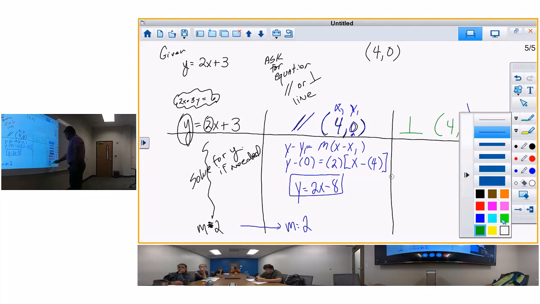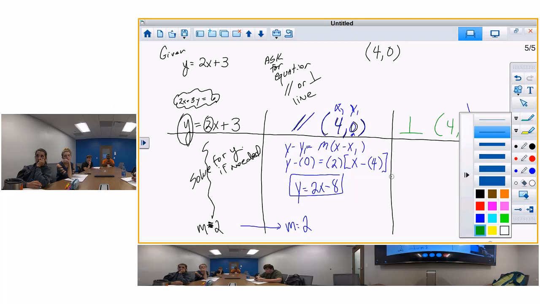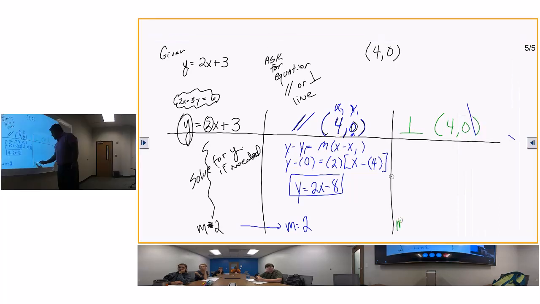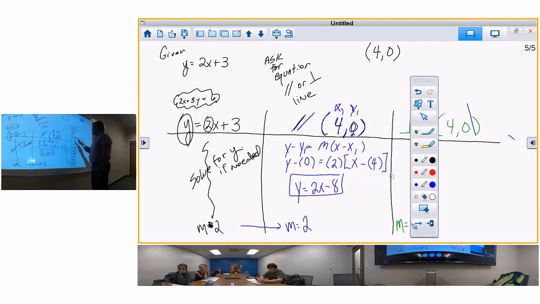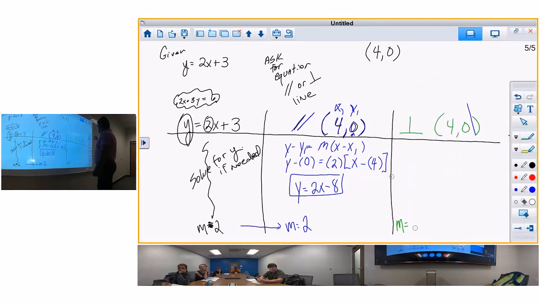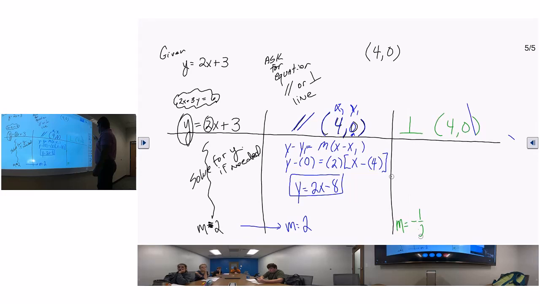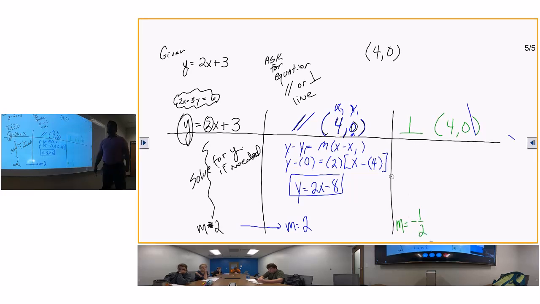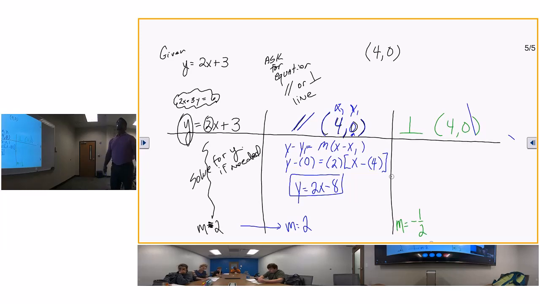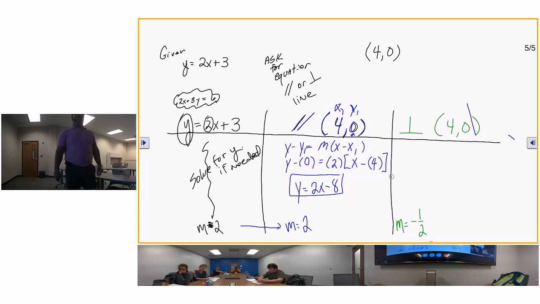So the slope would be -2 for the perpendicular one? Good job. It's always the opposite reciprocal. Well, -1/2. You got the negative right. It's always the opposite reciprocal. What's the opposite sign of 2? Negative. What's the reciprocal of 2? 1/2. You know, like reciprocal trade. Reciprocal.